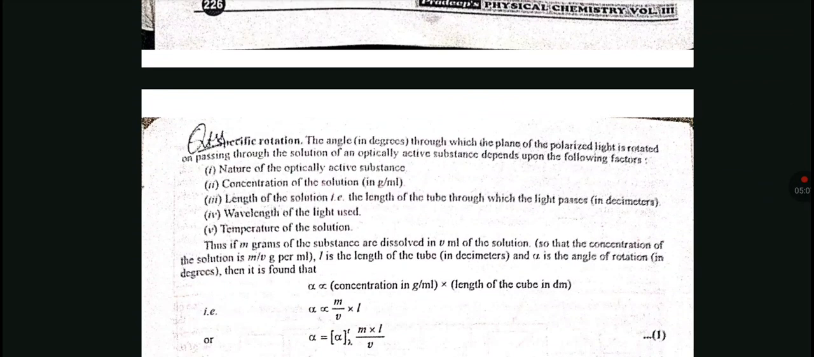Specific rotation. The angle in degrees through which the plane of polarized light is rotated on passing through the solution of an optically active substance depends upon the following factors: nature of the optically active substance, concentration of the solution in gram per ml, length of the solution, that is the length of the tube through which the light passes, in decimeters, wavelength of light used, and temperature of the solution.